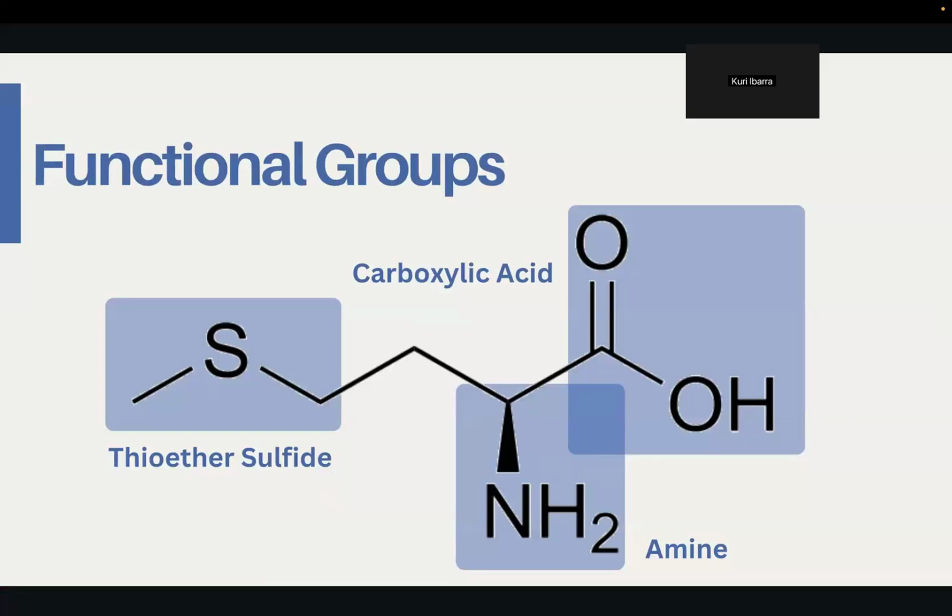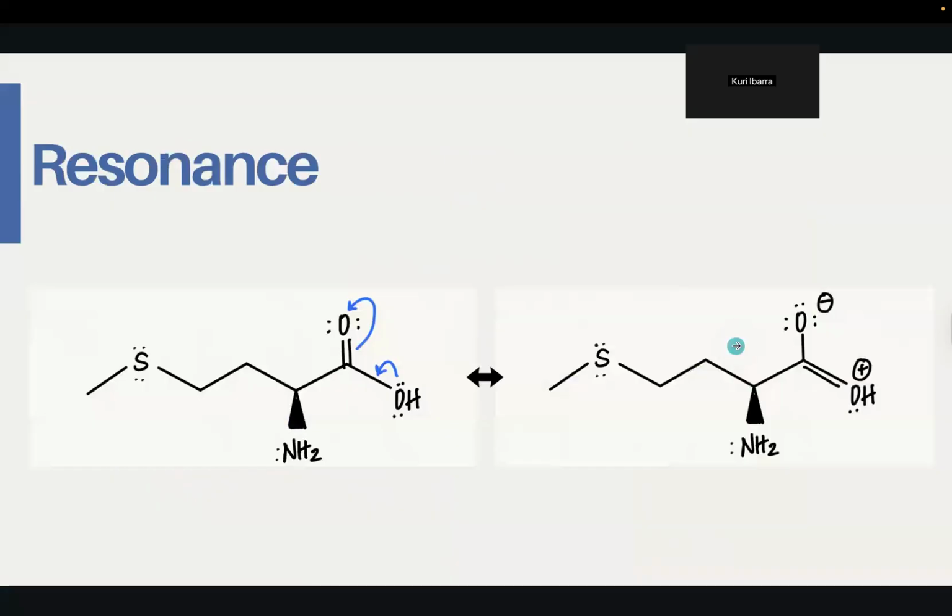Methionine has three major functional groups that contribute to its reactivity and physical properties. The first one being the thioether sulfide, then the amine group, and the carboxylic acid. In terms of its resonance, methionine has two resonance structures involving the carboxylic group as shown in the slide. The bond between the carbon and the oxygen shifts to the oxygen, and the oxygen's lone pair shifts to the bond between the carbon and the oxygen. This results in one oxygen having a negative charge while the other has a positive charge.